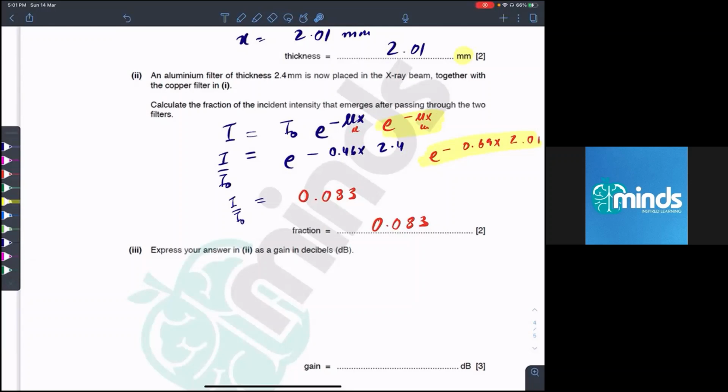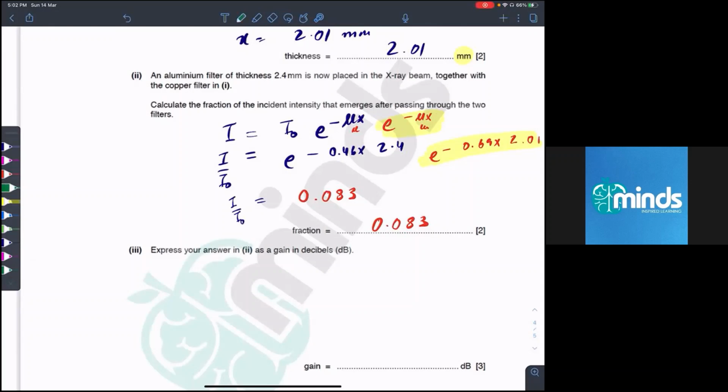By the way, the last part says to express your answer as a gain in decibel. Now, this is something you cannot answer now because for that we have to discuss communication first, because decibel we will be studying over there. But just for the sake of understanding, once you get this value I over I naught, just take the log of it. You will get the answer in bel, and multiplying by 10 will make it decibel. So the last part is not related to X-ray. It is actually related to how to calculate gains and all.